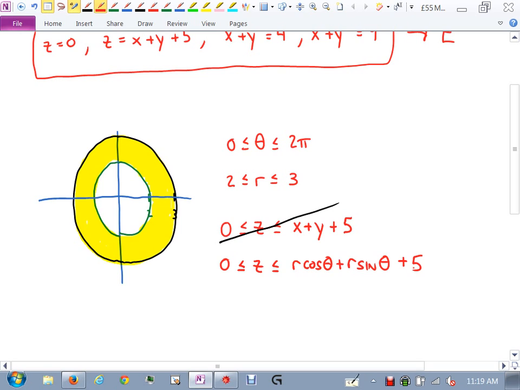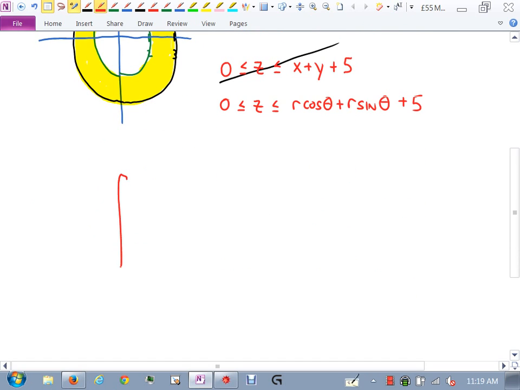Once you have your 3 pieces, theta, r, z, restricted, you can set your triple integral up. So I'm going to set it up now. My outer integral is going to be my restriction on theta, so 0 to 2 pi. My middle integral is going to be my restriction on r, which was 2 to 3. My inner integral will be my restriction on z, which is 0 to r cosine theta plus r sine theta plus 5.